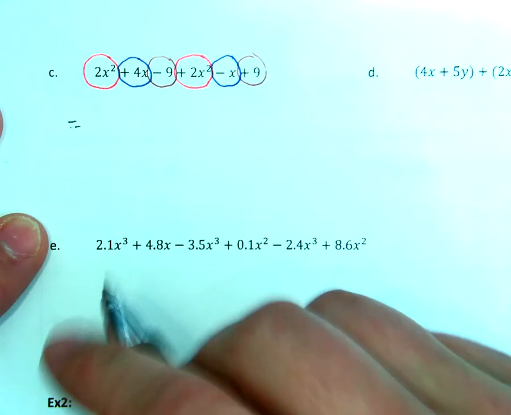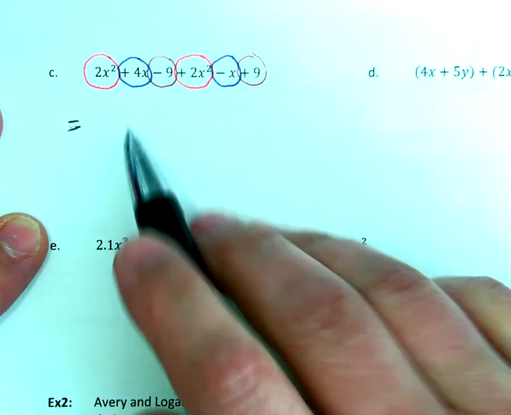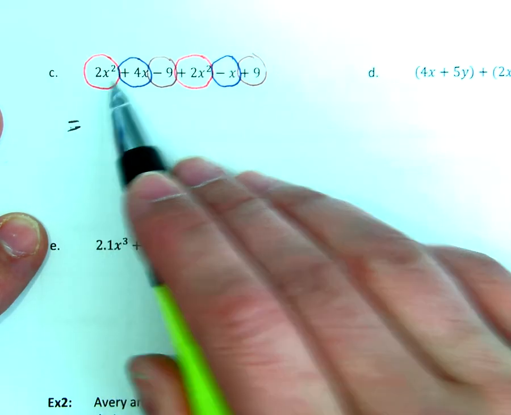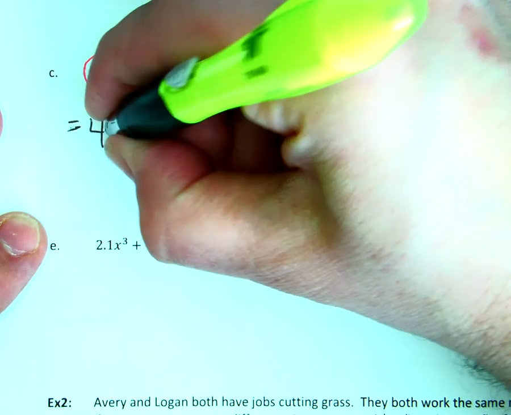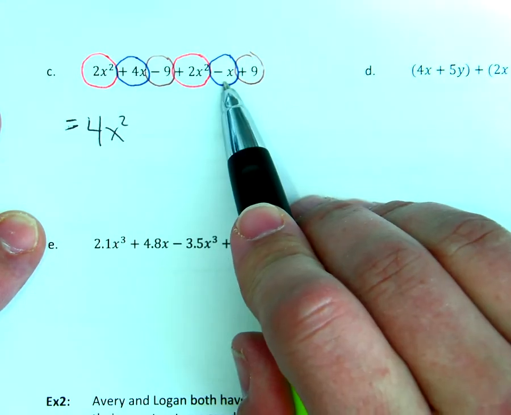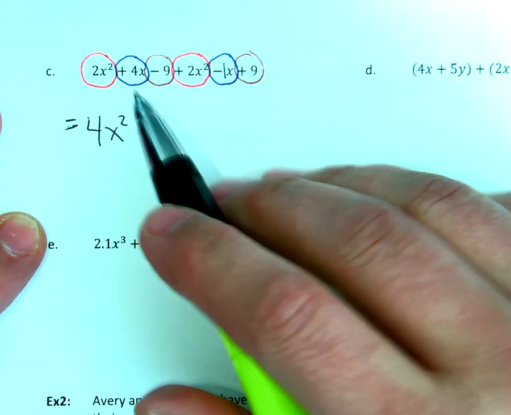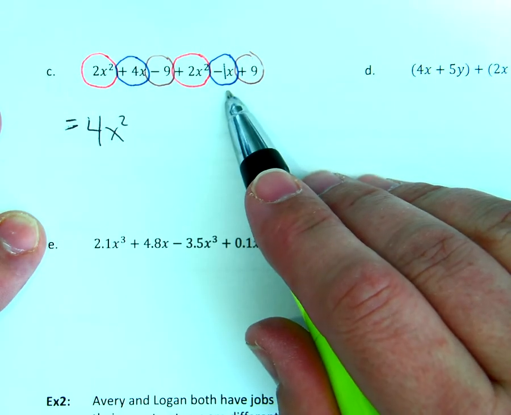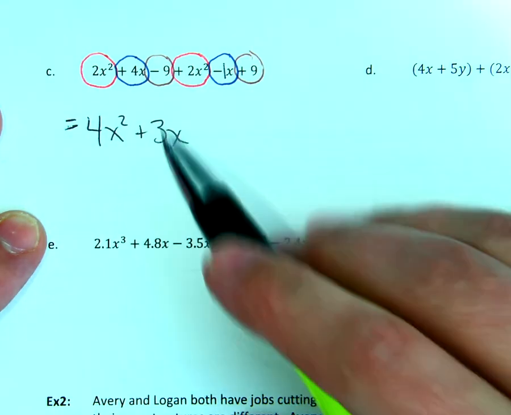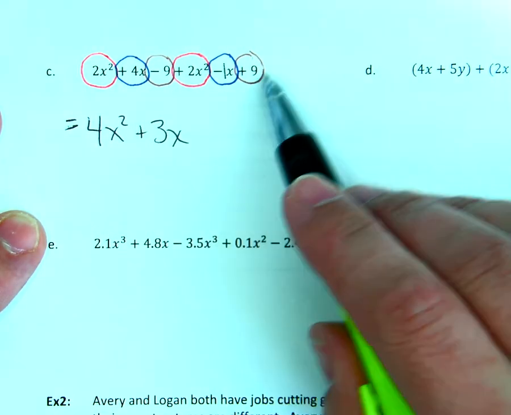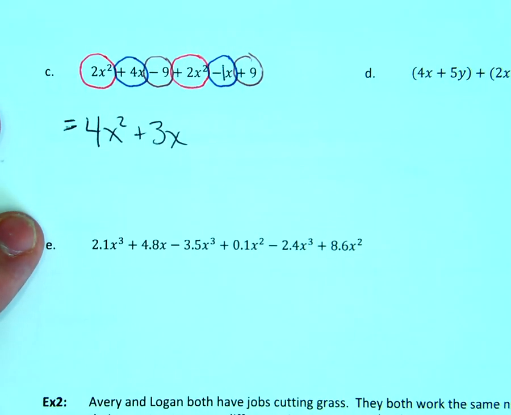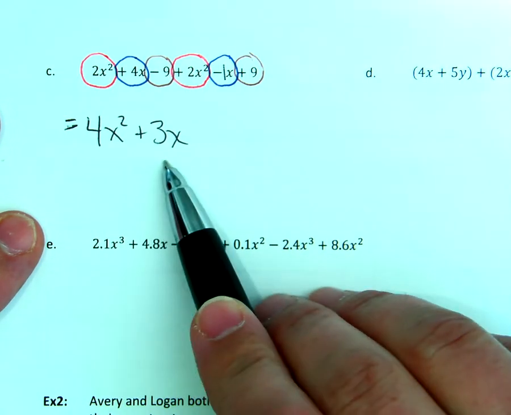So now when I go to collect like terms, I just do all the x squared terms, so positive 2x squared plus 2x squared would be 4x squared. Positive 4x minus x, so there's a 1 in front of this guy. So positive 4x minus 1x, that would give me positive 3x. And then I've got negative 9 plus 9. Negative 9 plus 9 is 0. I can write 0 or not. I'm going to choose not to, but you can if you want. So that is as simple as it gets.